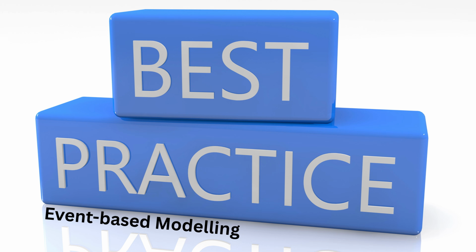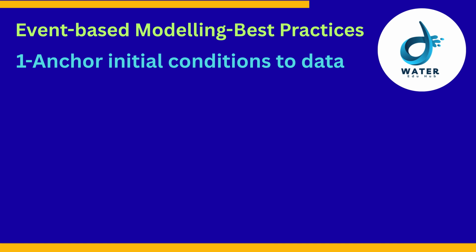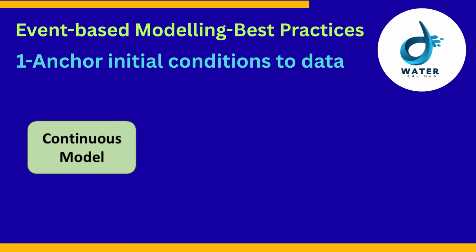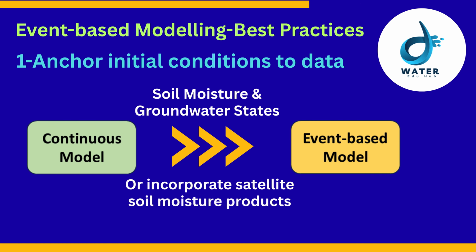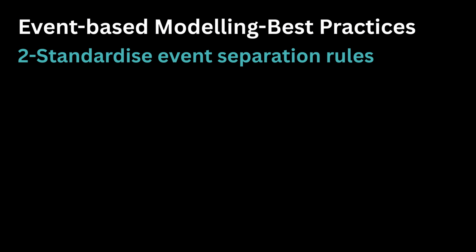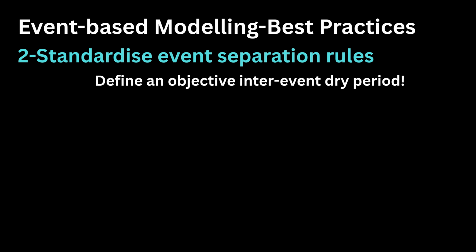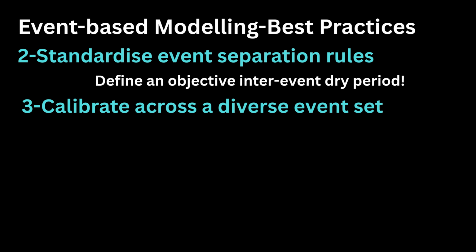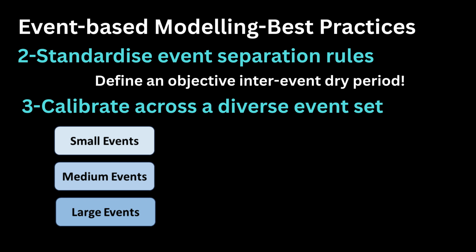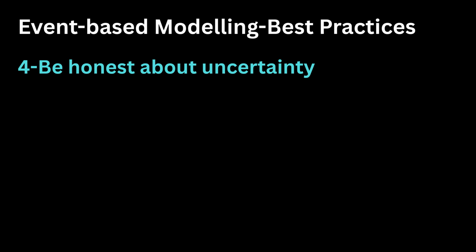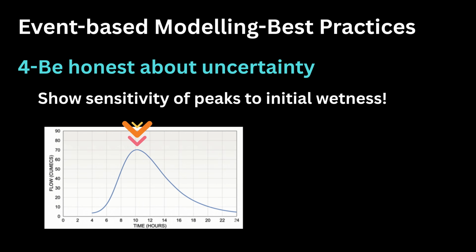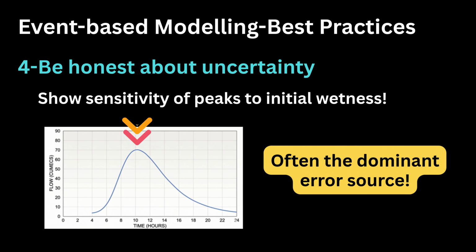Best practices are as follows. First, anchor initial conditions to data when it is possible. Use continuous model to supply soil moisture and groundwater states to your event-based model, or incorporate satellite soil moisture products. Second, standardize event separation rules. Define an objective inter-event dry period, stick with it, and document it. Third, calibrate across a diverse event set. Include small, medium, large storms and multiple seasons. Otherwise, you overfit one regime. Finally, be honest about uncertainty. For design, show sensitivity of peaks to initial wetness. It's often the dominant error source.